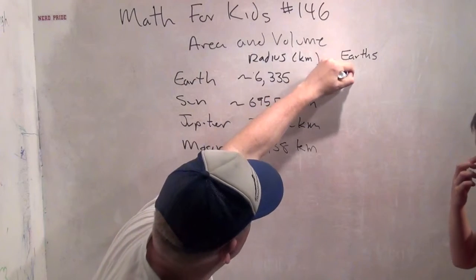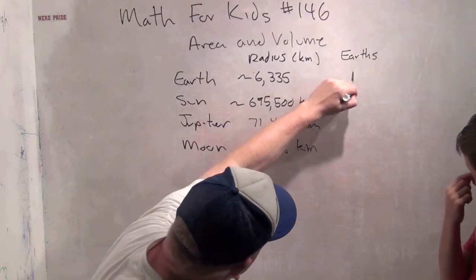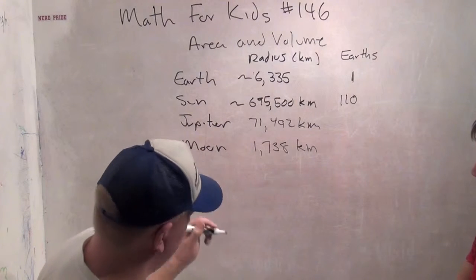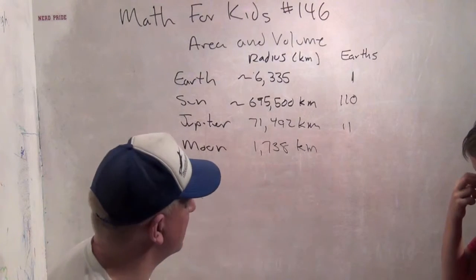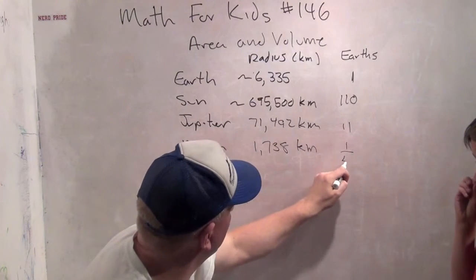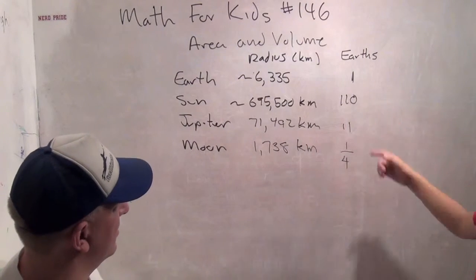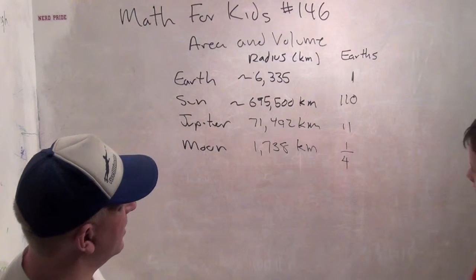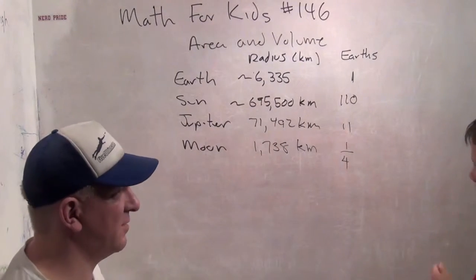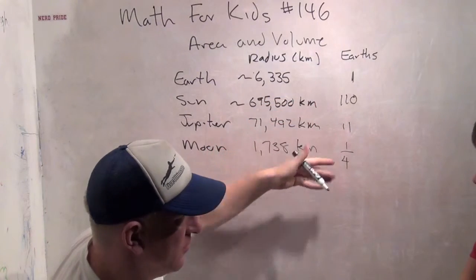So now I'm going to measure this in Earths. Well, that's 1 Earth radius. The radius of the Sun is about 110 times as big as the radius of the Earth. The radius of Jupiter is about 11 times bigger than the radius of the Earth. And the radius of the Moon is about 1/4 of the radius of the Earth. It looks like 10 Jupiters is the radius of the Sun. Very close. 10 times this would be about 714,000 and 695,000. I'm rounding a little bit here to make the numbers easier.